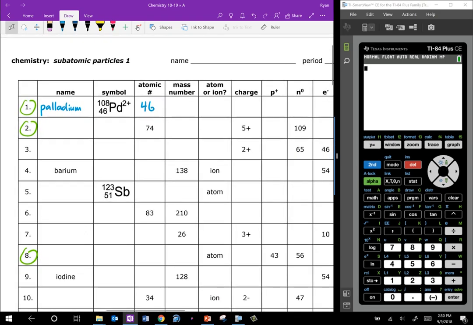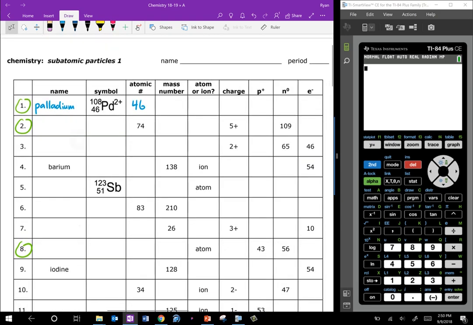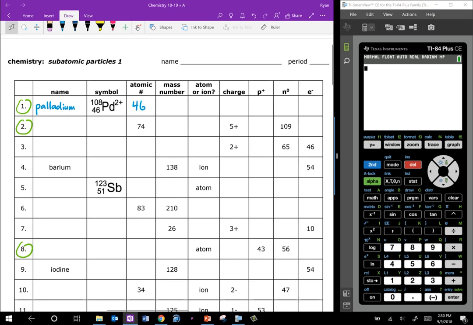So what do we know next? Well, remember that atomic number tells us the number of protons in any element. So when I know the atomic number, I automatically know the number of protons has to be the same. That's 46, because atomic number equals the number of protons.